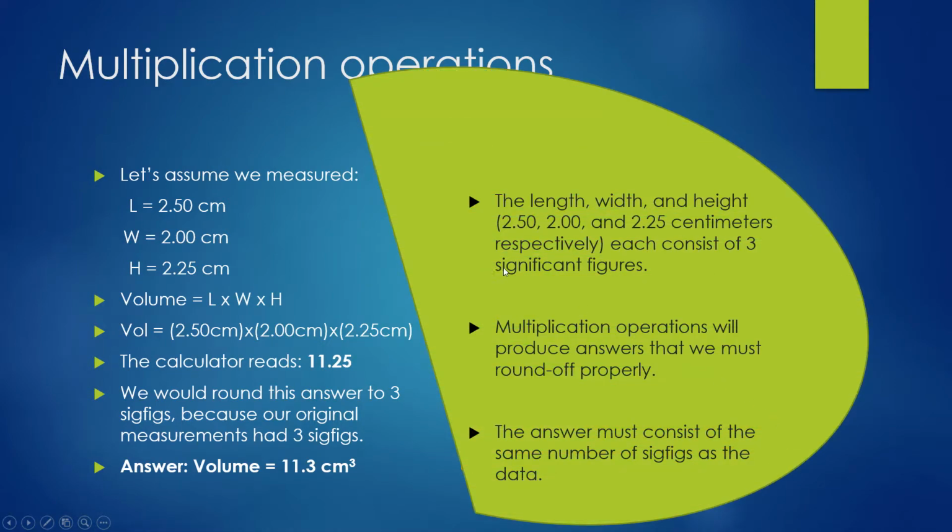So here are the key points. The length, the width, and the height each consist of 3 significant figures. When we perform the multiplication operation, we must produce an answer that is rounded off properly. The answer must consist of the same number of sig figs as the data, which in this case is 3 significant figures.